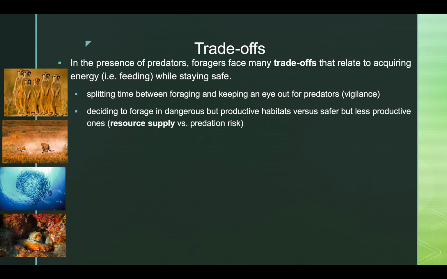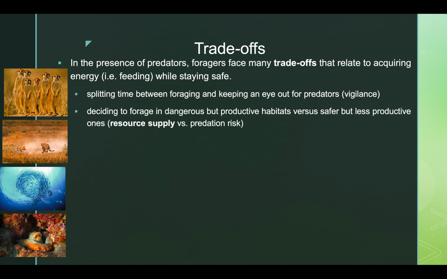Another is deciding to forage in dangerous but productive habitats versus safer but less productive ones. So this is a trade-off between resource supply and predation risk. Say there's an area that has the best food, but it also has a ton of predators. You might decide to go to an area that has food that's not as good because there's not as many predators. So you're doing this trade-off between not as many resources, but less predation risk.